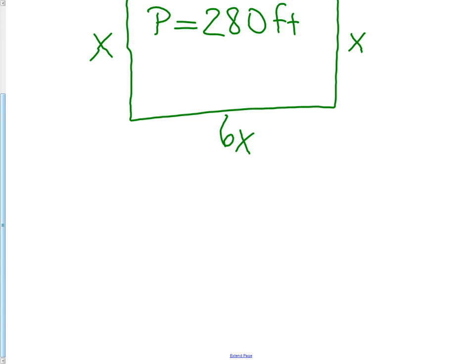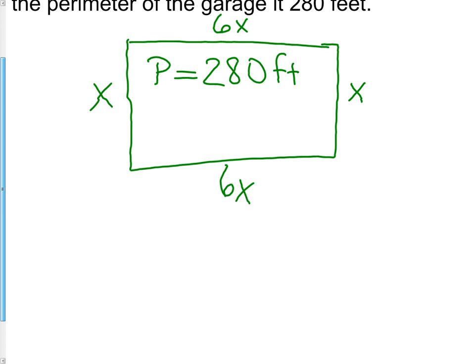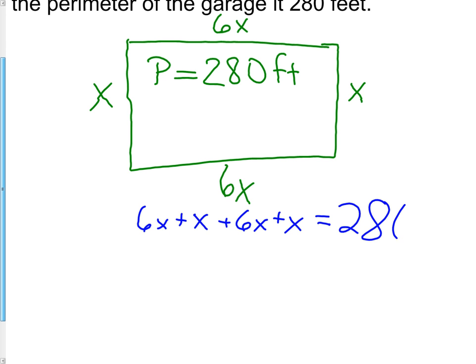So what we're going to do in this problem is add the top plus the right side plus the bottom plus the left. If I add up all the sides, I should get 280 because we're told the perimeter is 280 feet. Now if we add up all those pieces, I have 6x plus x plus 6x plus x. We are going to get 14x equal to 280.